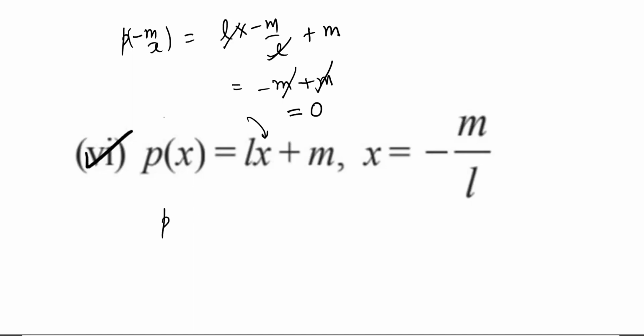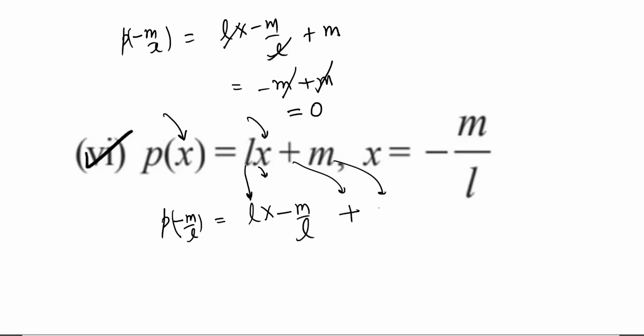This is P, and in place of x, just put the given value, that is minus m by L. Now L is L, you put L. In place of x, x is being multiplied with L. If there is no sign between L and x, then it means they are multiplying. So L, then the multiply sign, then x. What is the value of x? Minus m by L. Then the plus sign and this m here.